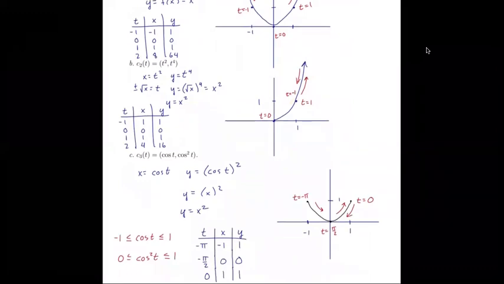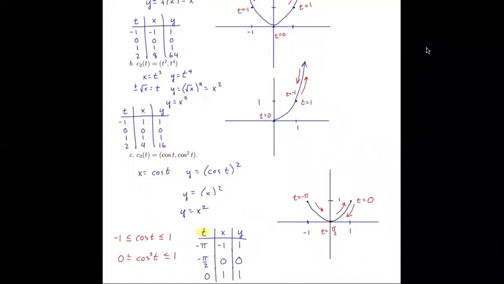So for C3 of t, we're starting to catch on to what's going on here. We've got cosine of t and then cosine squared of t. X is cosine t. When we eliminate the parameter, we have the same exact Cartesian curve. That's our sort of framework for this. That's the path that we're traveling on. Now, how much of it and in what manner do we travel this curve is the question. So then we resort to a table once again to see how that goes.